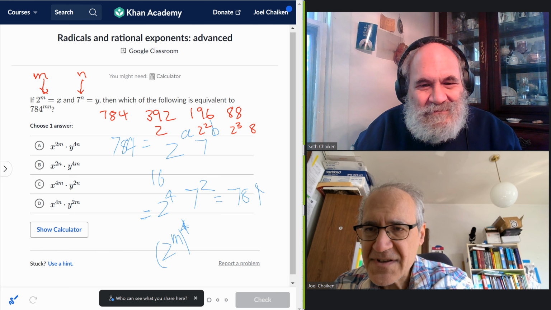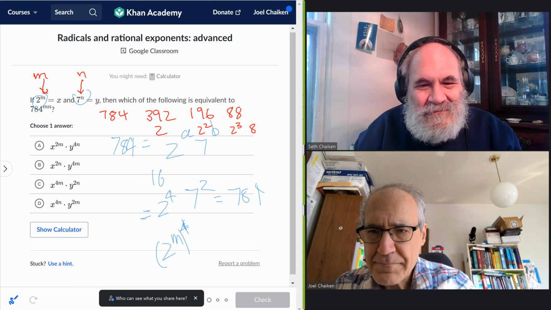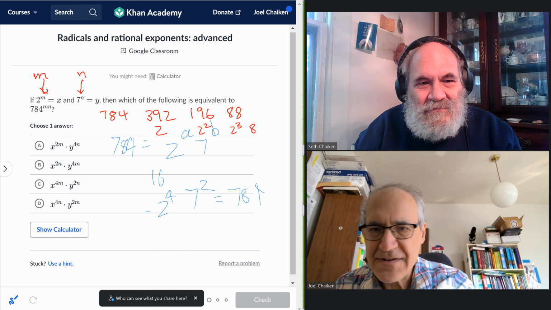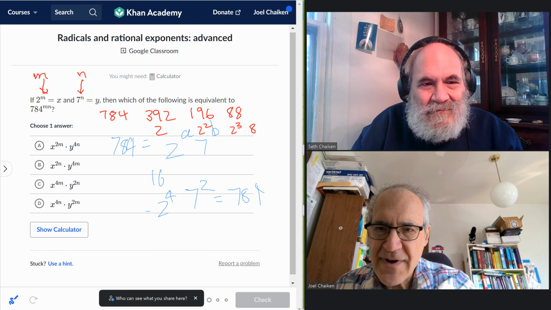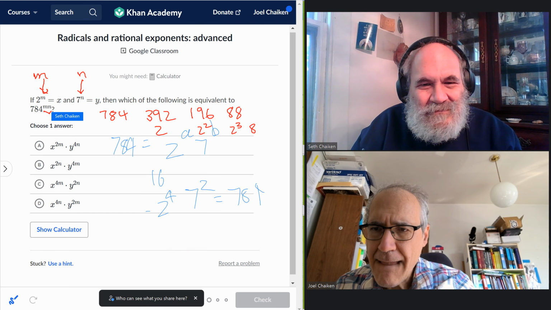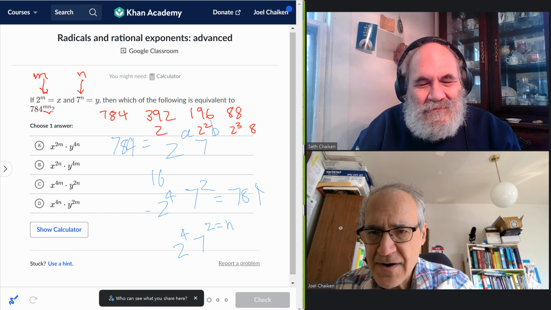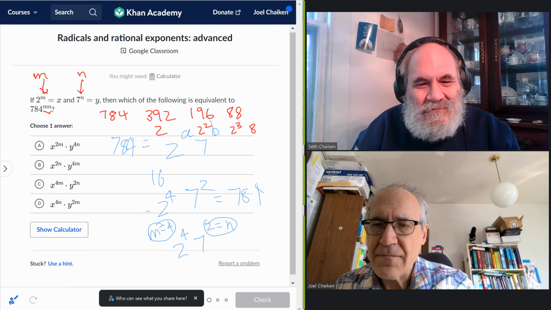We're substituting 2 to the m and 7 to the n. Wait, hold on, let me do it. Slow down. 2 to the 4th, 7 squared. So this is equal to 7 to the second power, so n is 2. And this is equal to 2 to the 4th power, so m is 4.